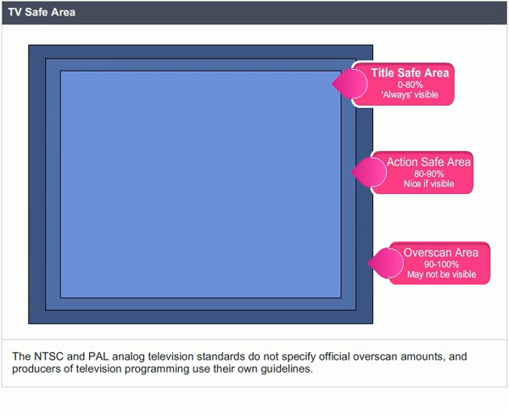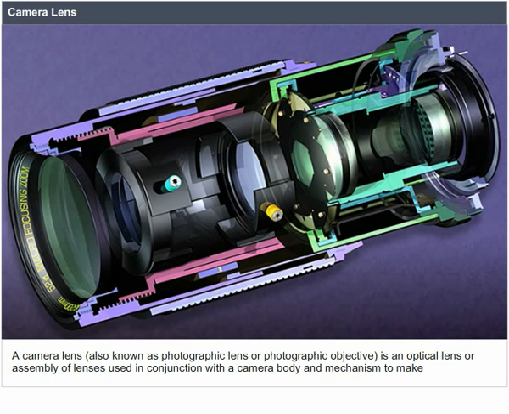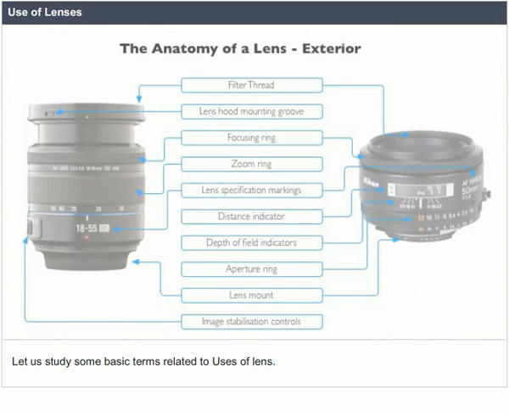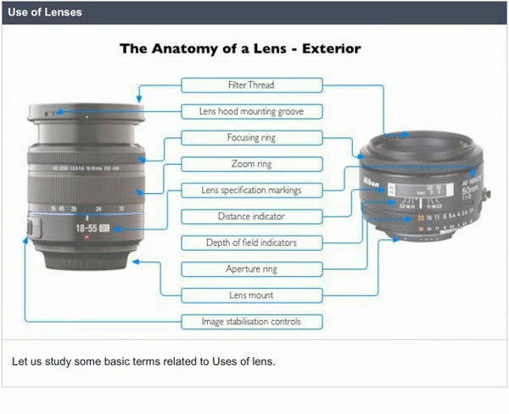Camera lens. A camera lens, also known as photographic lens or photographic objective, is an optical lens or an assembly of lenses used in conjunction with the camera body and mechanism to make images of objects either on photographic film or on other media capable of storing an image chemically or electronically. Let us study some basic terms related to uses of lens.